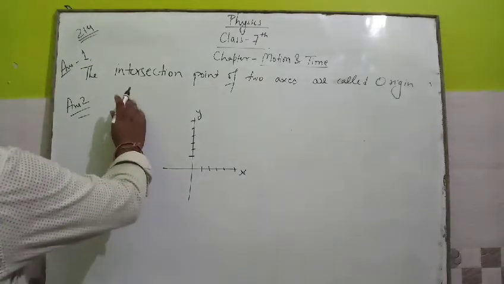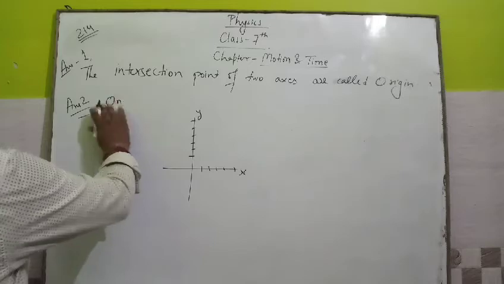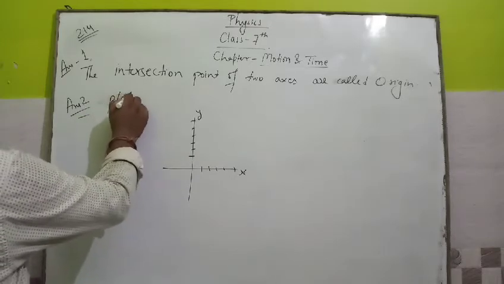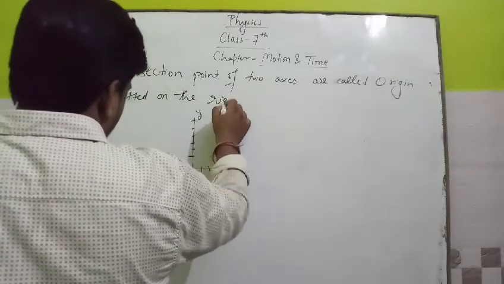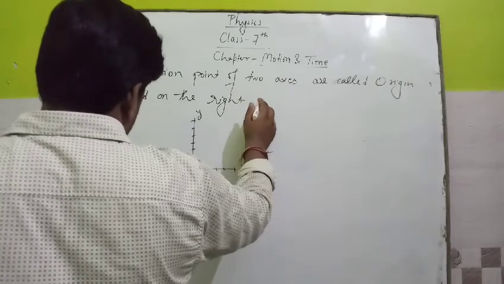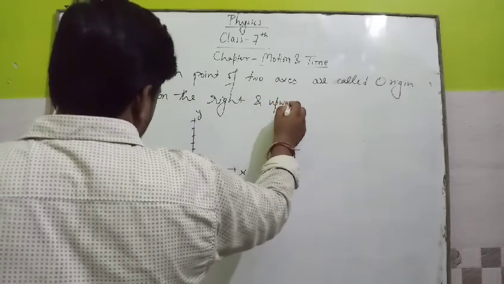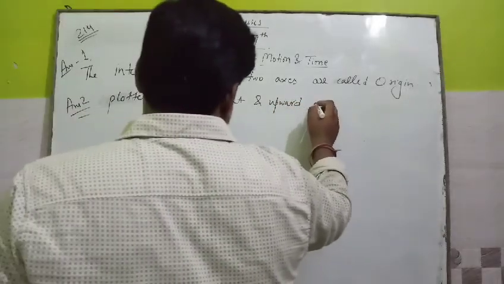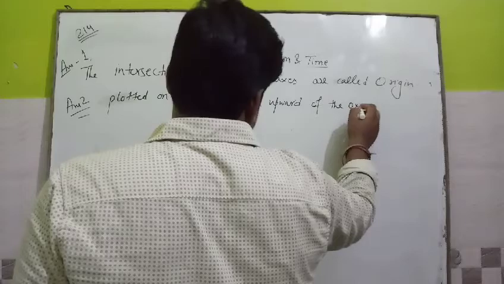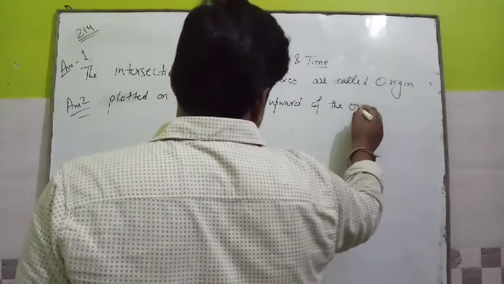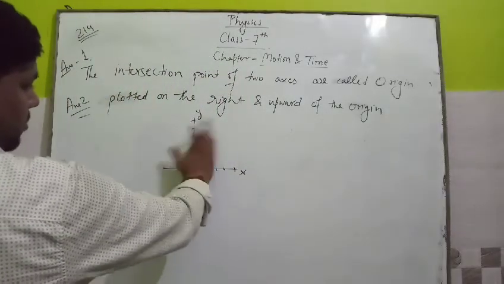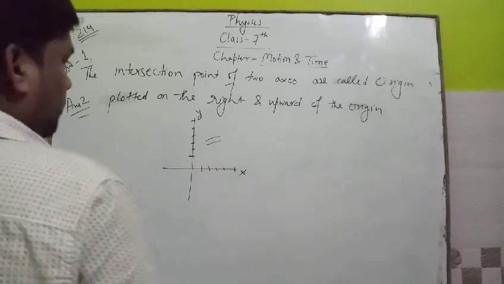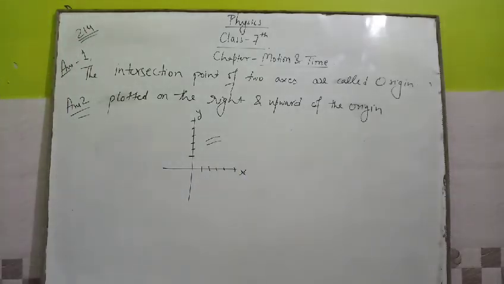Write down, the positive quantities are plotted on the right and upward of the origin, clear? ये पॉजिटिव होता है, ये पॉजिटिव होता है, तो राइट एंड अपवर्ड, this is what positive values are, okay, plotted on the right and upward of the origin, clear?